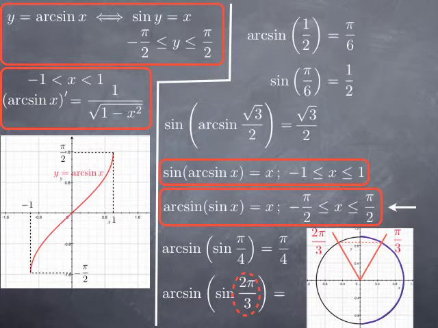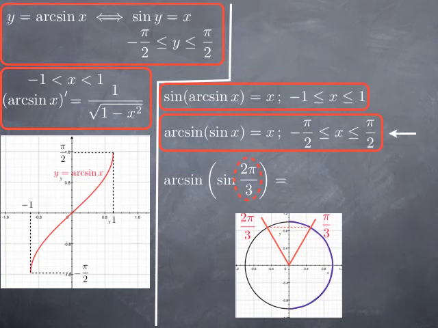So in that case, sine of pi over 3 is the same as sine of 2 pi over 3, and pi over 3 satisfies the condition that it's between negative pi over 2 and pi over 2. So we can replace sine of 2 pi over 3 by sine of pi over 3, and now we can apply this formula and obtain pi over 3.